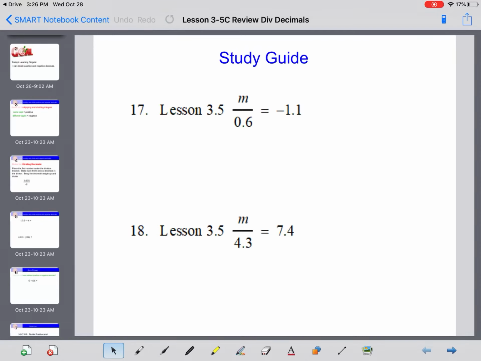This is lesson 3-5C from the Algebra Readiness textbook. For today's lesson, you'll need your chapter 3 notes packet and a sharpened pencil. Gather your things and work these two study guide problems. Then come on back and compare your answers with mine.